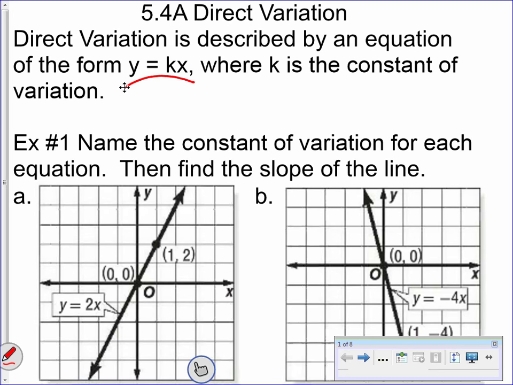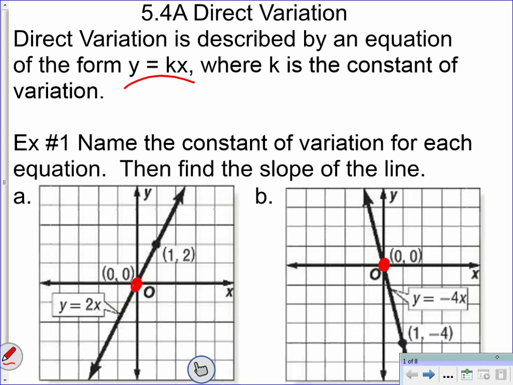And that's why both of these graphs go through 0, 0. All direct variation graphs go through 0, 0. Because if you work 0 hours, you will get paid $0. So please remember that all direct variation graphs go through 0, 0. Now let's take a look at what the constants are and the slopes of these two equations.